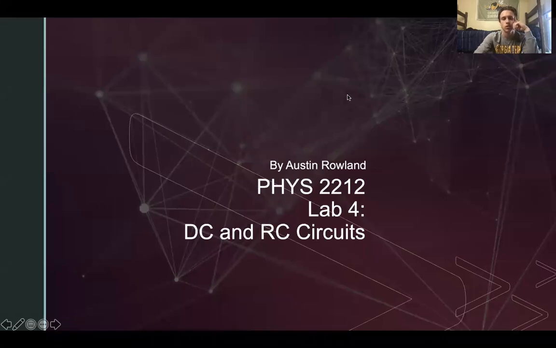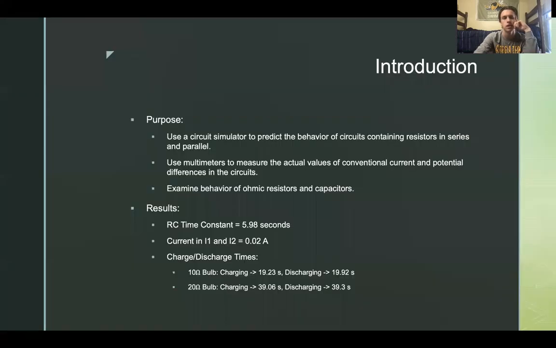Hey, I'm Austin Rowland, and this is my Physics 2 Lab 4 video report on DC and RC circuits. The purpose of this lab was to use a circuit simulator to predict the behavior of circuits containing resistors in series and parallel, use multimeters to measure the actual values of conventional current and potential difference, and examine the behavior of ohmic resistors and capacitors.